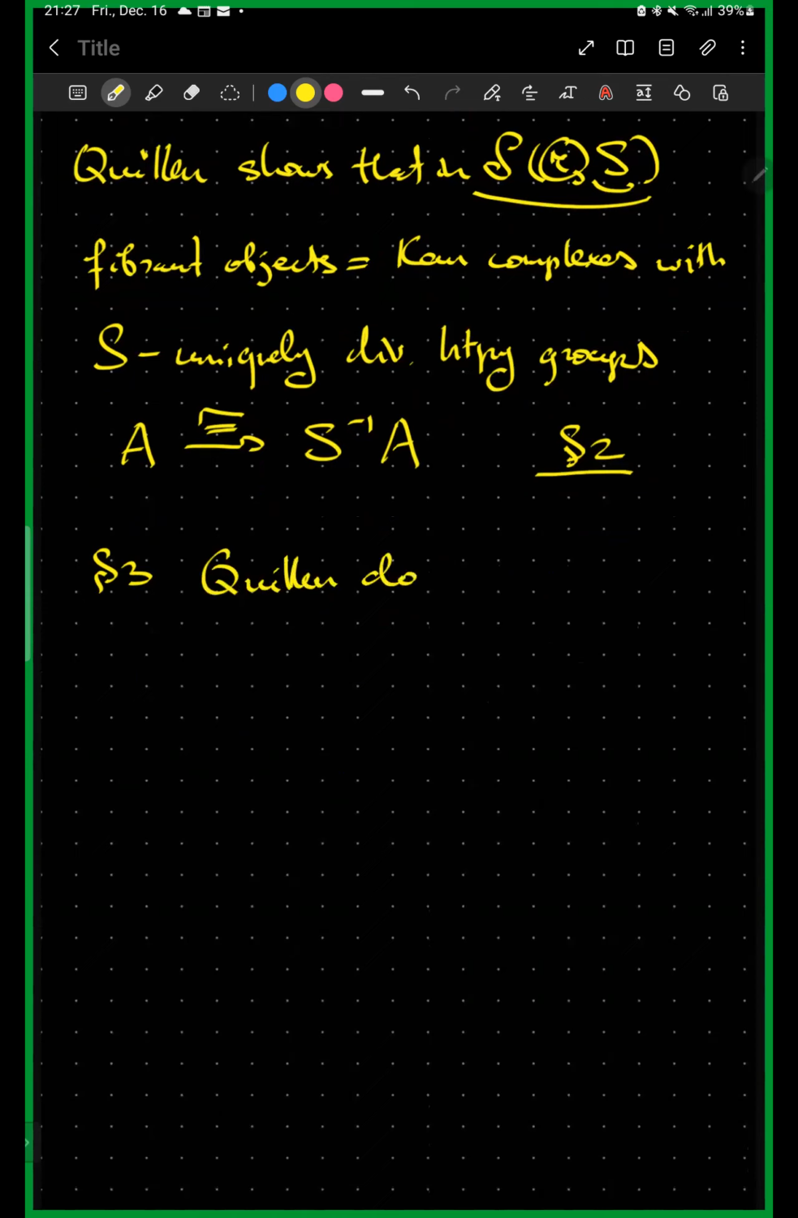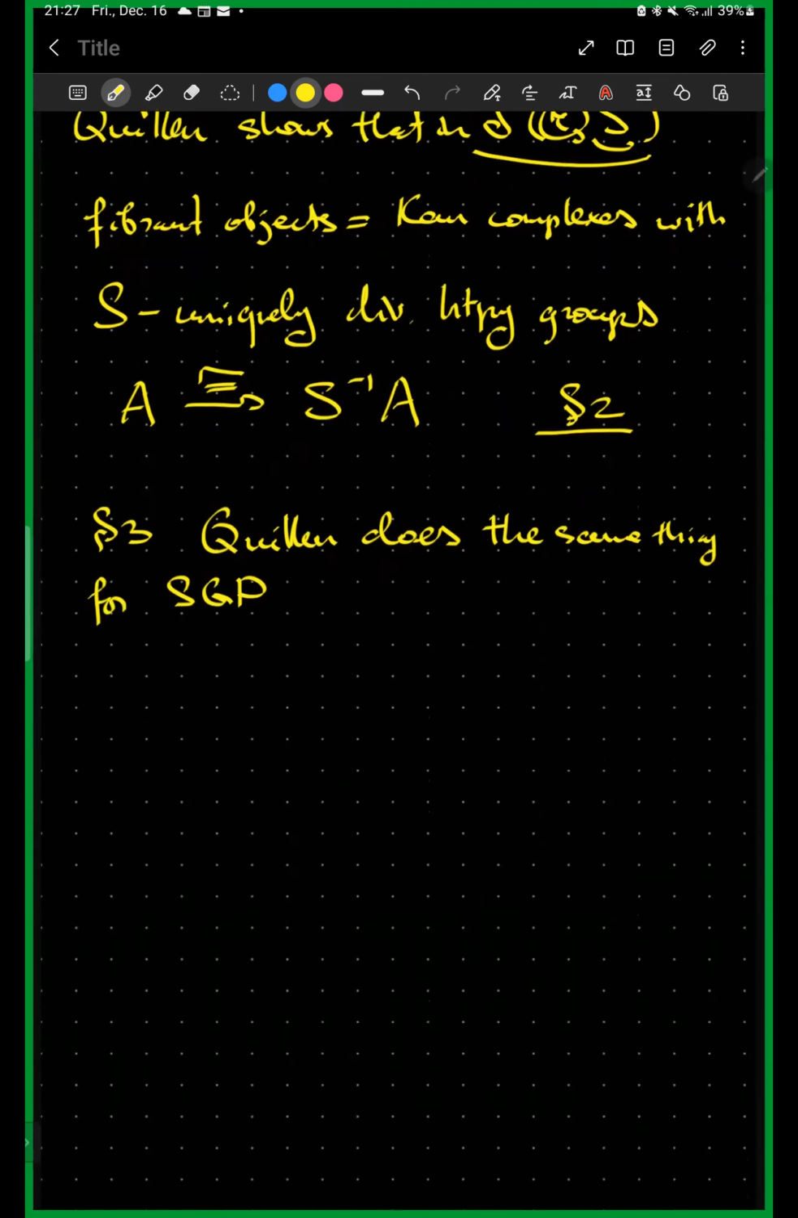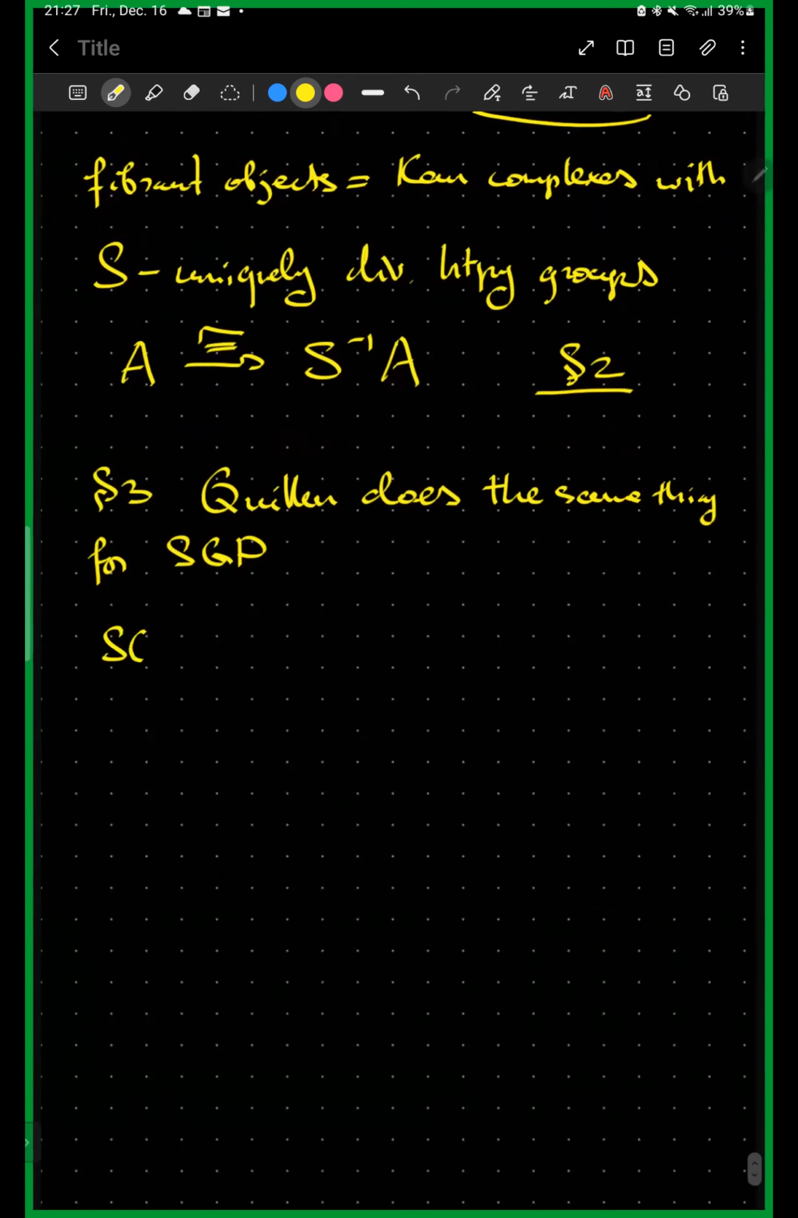Quillen does the same thing for simplicial groups. So there, he also shows that we can localize them in a multiplicative system inside of the integers.